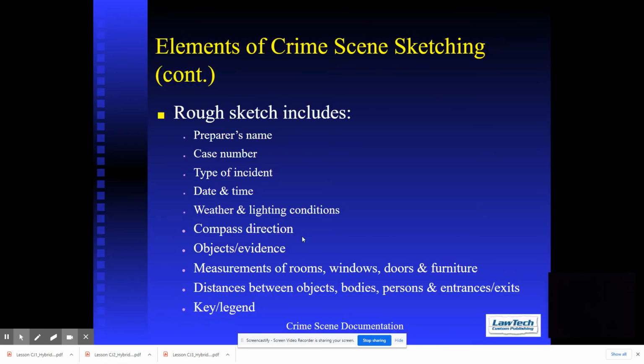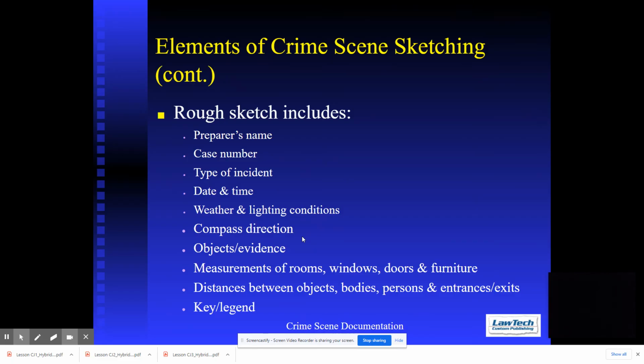So a rough sketch should have some common factors. It should have who prepared it, who did the sketch. That's going to become important in court because you can't introduce this sketch in the courtroom unless you have the person who actually drew it. You want the case number that links it to the investigation. You want the type of incident. Was it a murder? Was it a burglary? Was it a robbery? Was it a theft? Something like that. The date and time, the weather and lighting conditions.